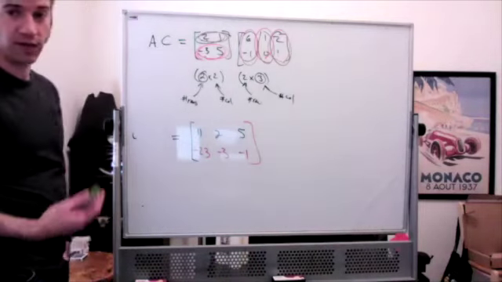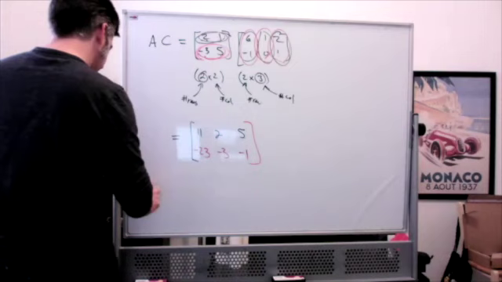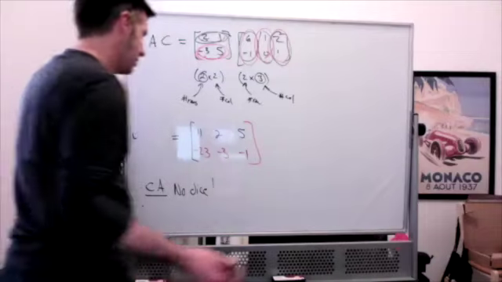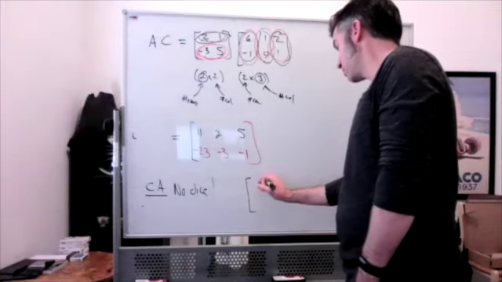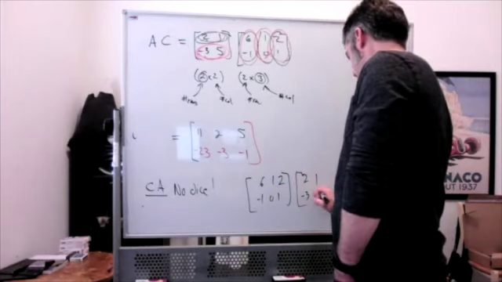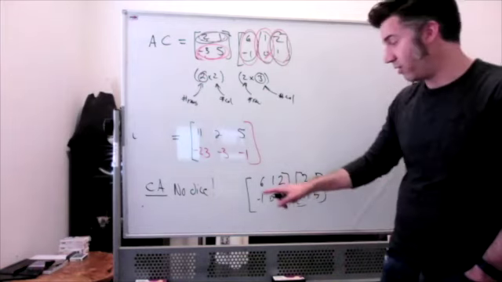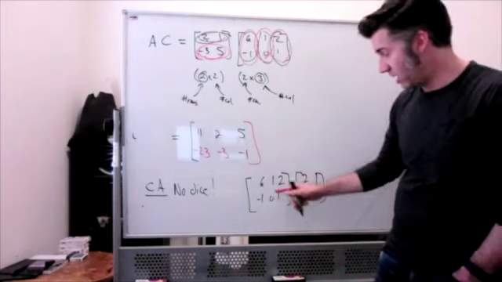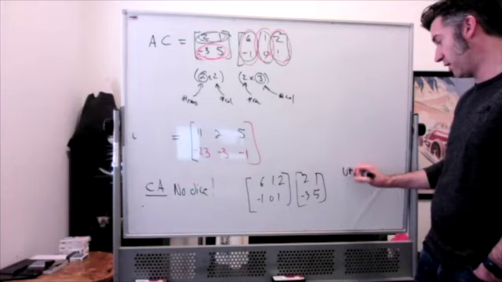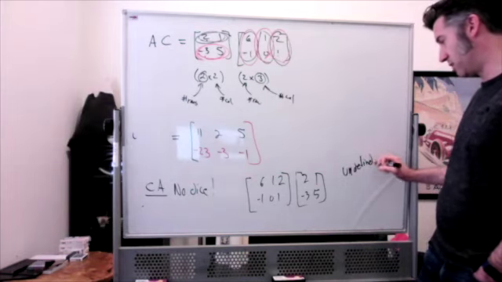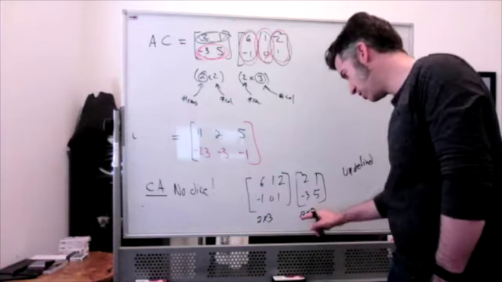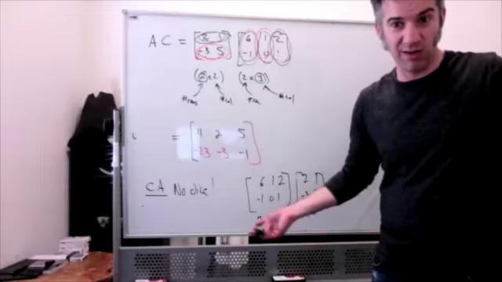And then of course, hopefully you can all see or agree with me that C times A, no dice. If you tried to do that one times that one, you can see that when we start trying to dot the rows of this with the columns of this, you can't do the dot product of a thing with 3 entries with a thing with 2 entries. So this one is undefined. We cannot multiply these matrices together where you have a 2 by 3 and a 2 by 2. The inner dimensions don't match, so we are out of luck.